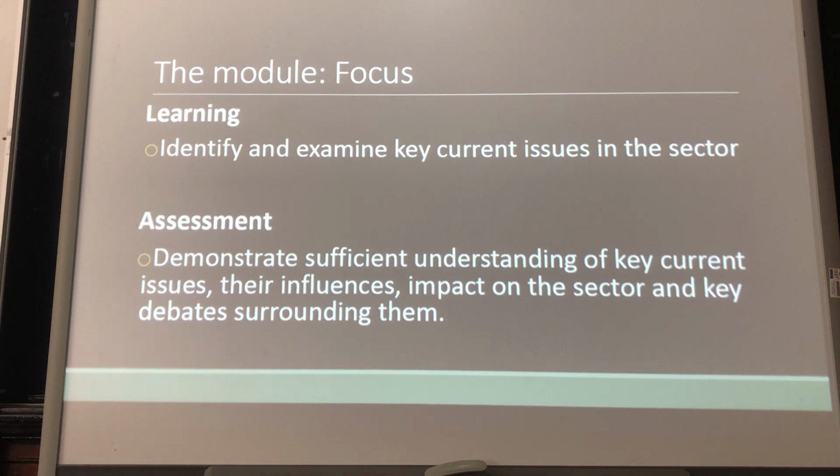Demonstrate sufficient understanding of key current issues. Again, that word is recurring. Key, main, major, the most significant current issues. So somewhere in your assignment, you will need to demonstrate or to argue why the issue you have chosen is major, why it is important, why it is significant, right? Demonstrate sufficient understanding of key current issues, their influences. When you talk about influence, we are interested in to what extent does that current issue affect the sector. And you need to break down the sector into components. And by components, we are talking about elements. By elements, we are talking about what it is that constitutes the sector.